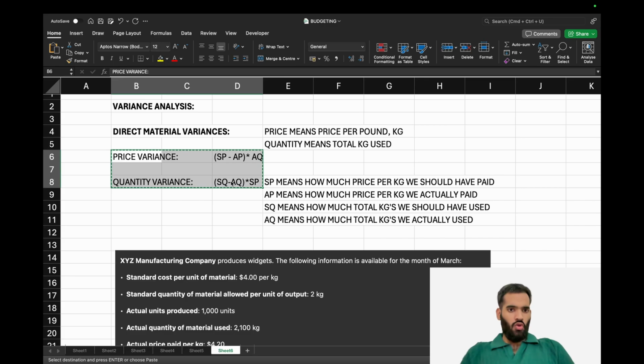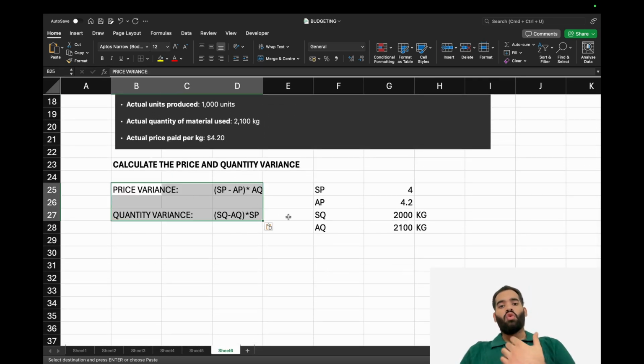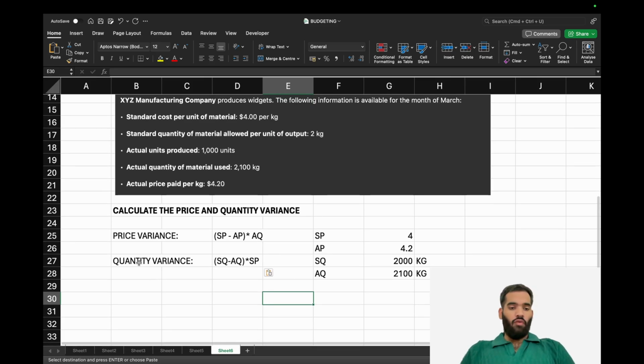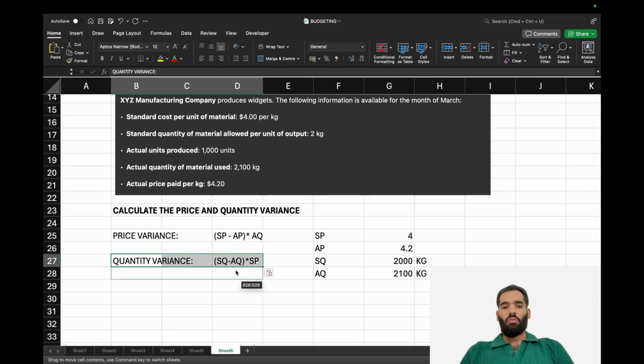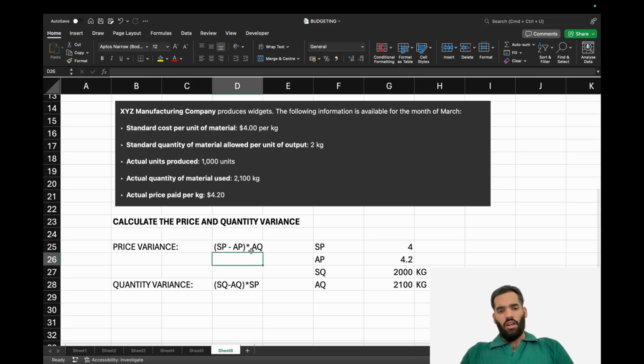I want to show you that variance analysis is extremely easy as long as you invest some time into remembering that price means price per kilogram, and quantity means the total kilograms used. Using formulas is not difficult for anyone. Almost every student uses the correct formulas. They always get the numbers wrong. That's the problem. So let's apply the formula.